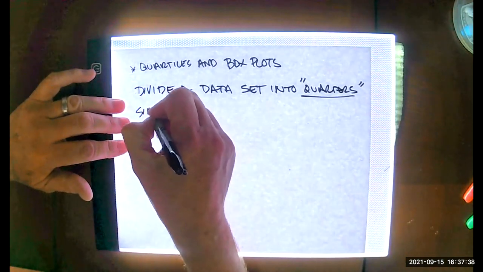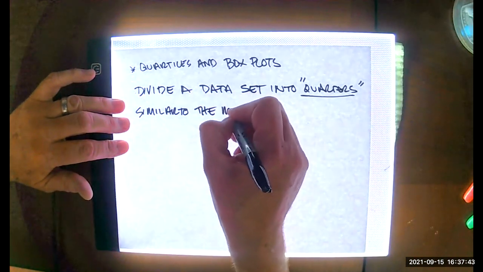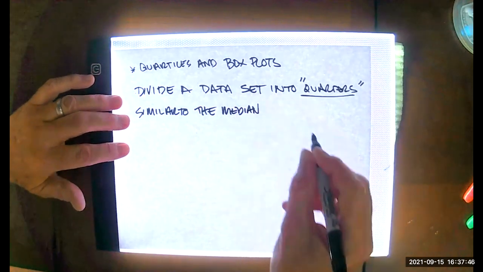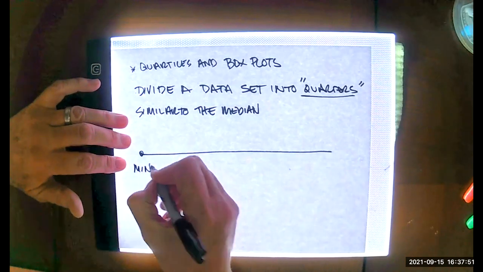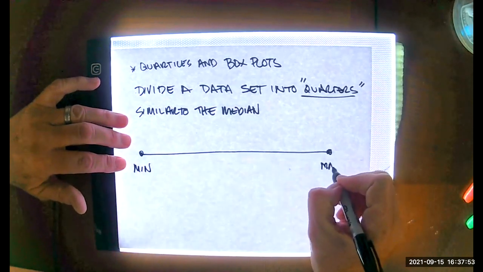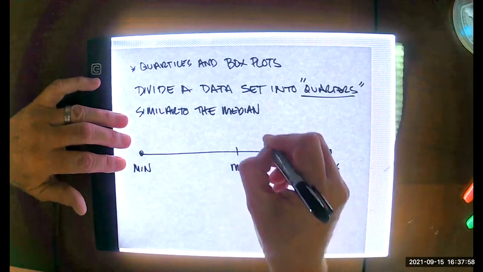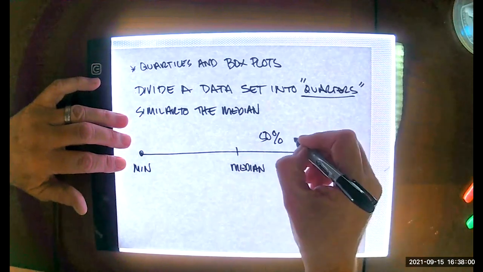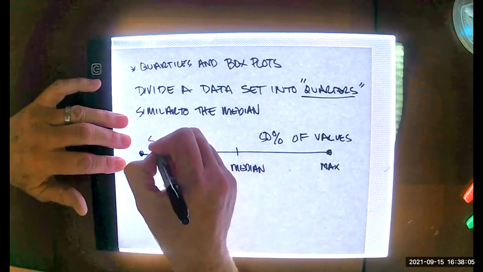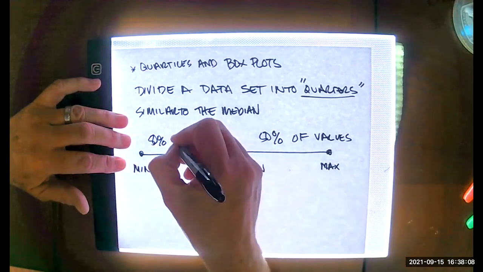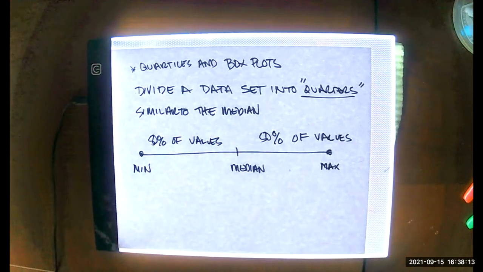They are similar to the median. Now, remind you from the median, you have your minimum data point there. You have your maximum data point there. You have your median right there. 50% of values are above the median and 50% of values are below the median.